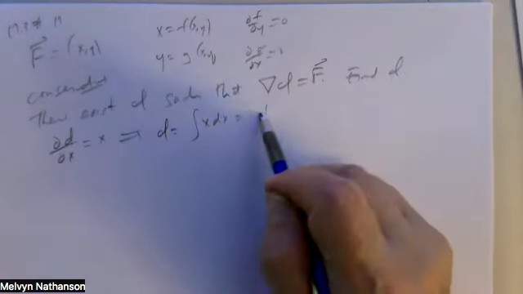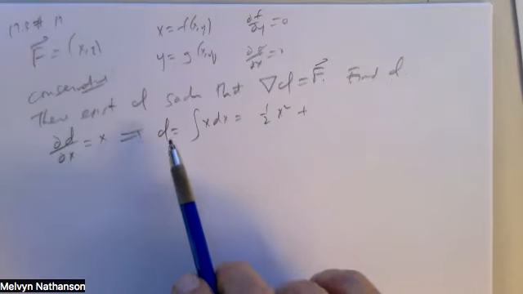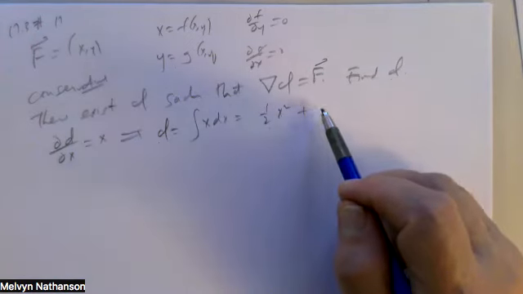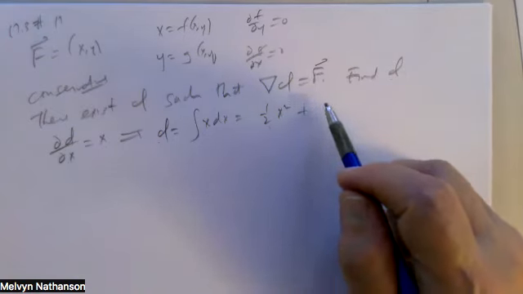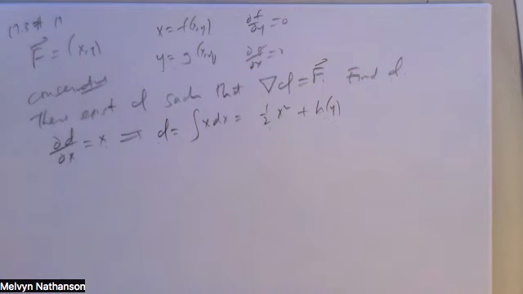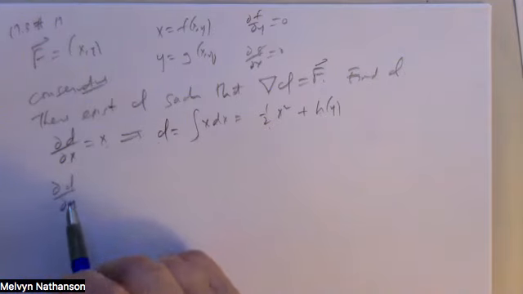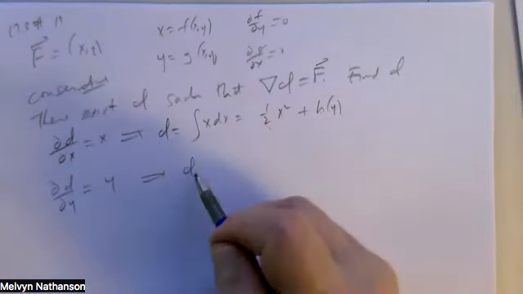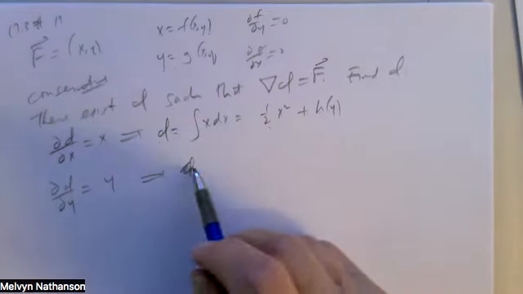So the integral of x is a half x squared. And we would normally say this is plus a constant, but what we have to understand is the partial of phi with respect to x is x. So this is something whose partial derivative with respect to x is 0. So this could be any function of y. So phi is a half x squared plus some function of y. And for this function phi, the partial of phi with respect to y is y.